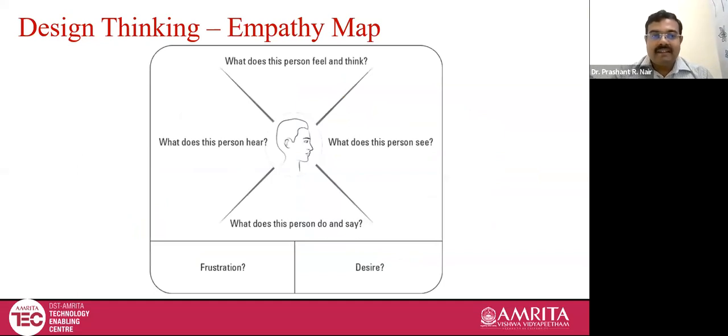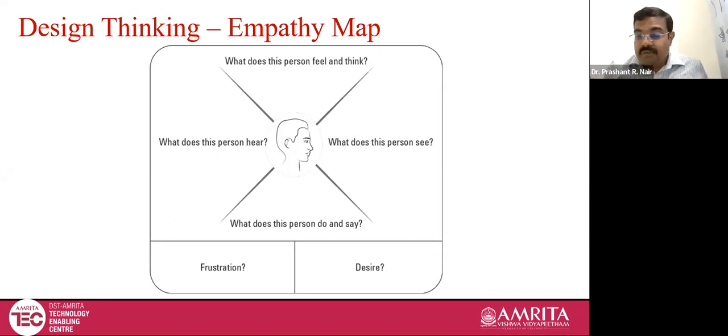Design thinking gives many tools for this. There is something called a mind map and an empathy map. Let me tell you, I have done this. I have gone through an IIT Delhi course. When you build these mind maps and empathy maps, you get a very clear perspective. You get an idea about what this person is, what he feels, what his perspective is. And you get a very holistic view.